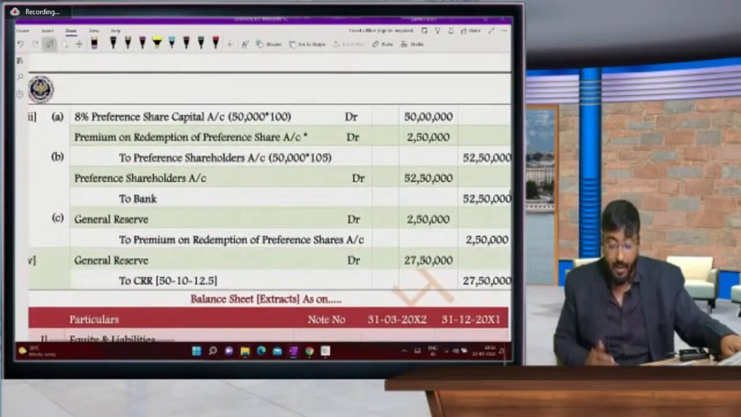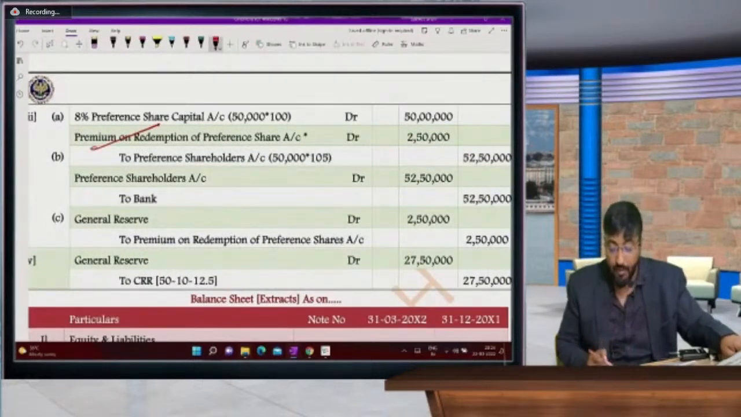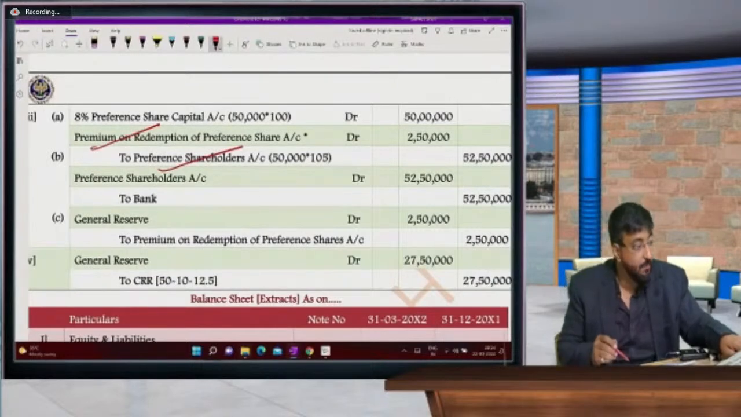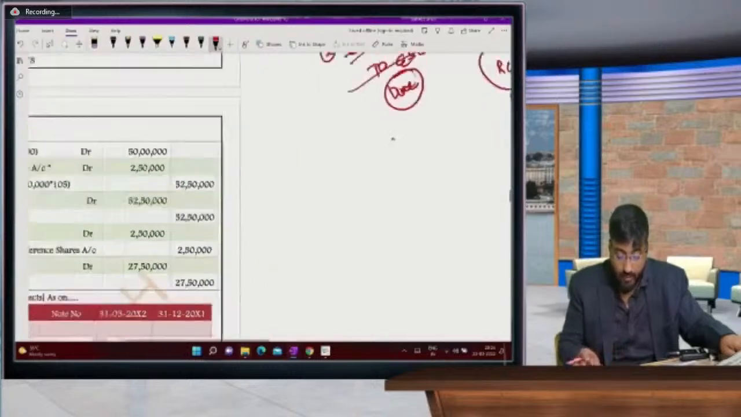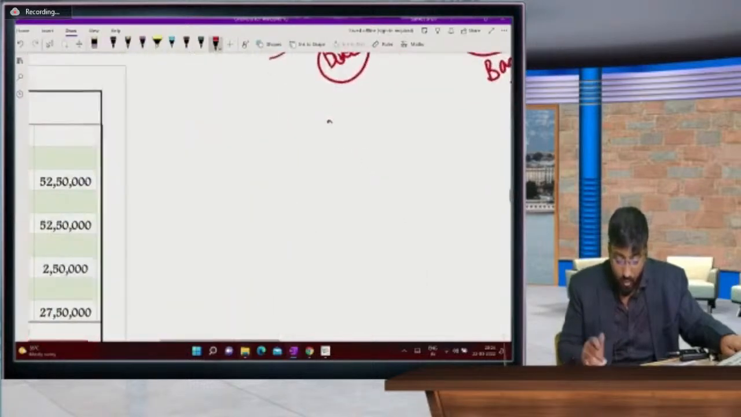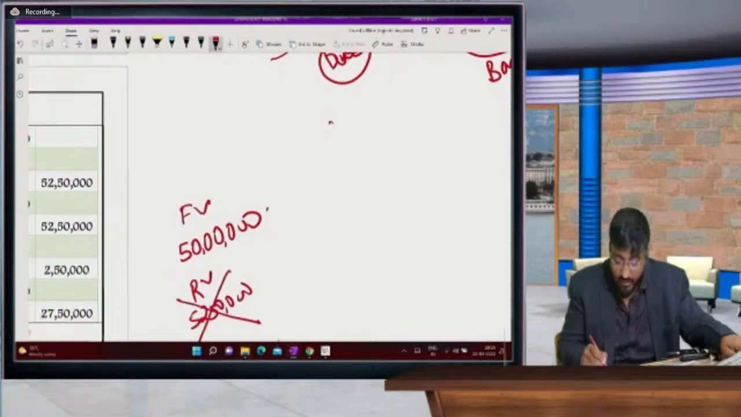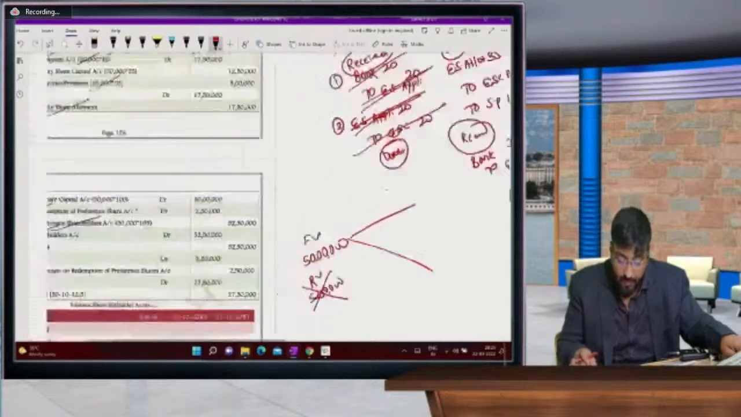Then beta, preference share capital account debit, premium is a temporary account, to preference shareholders is also temporary. So these entries you are already aware. So preference shareholders account debit to bank, and then very important now, your face value Chitra 50 lakhs and your redeemable value, we won't consider this 50 lakhs.